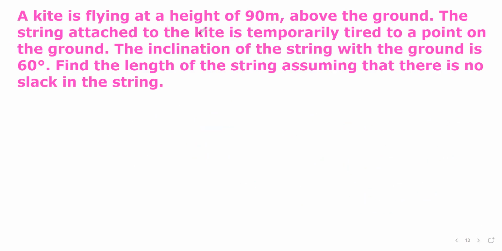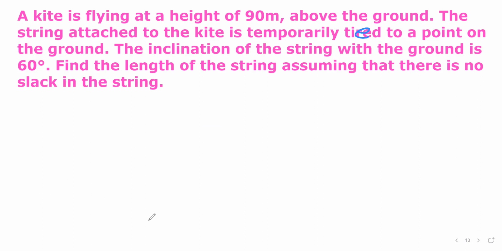All right. Next question. A kite is flying at a height of 90 meter above the ground. The string attached to the kite is temporarily tied to a point on the ground. Okay. That is tied to a point on the ground. The inclination of the string with the ground is 60 degree. Find the length of the string, assuming that there is no slack in the string.